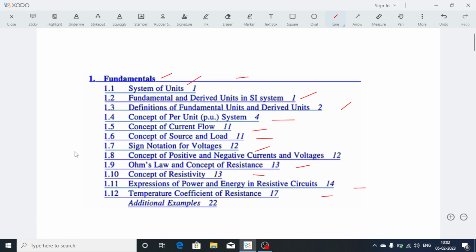So you all can take a screenshot or note it down in your notebook. These are the topics of my discussion, which is important for basic electrical engineering students as well as for class 11 students who are going to learn about system of units.